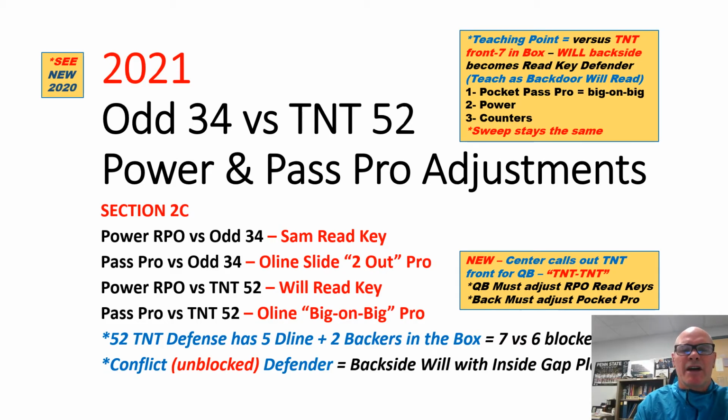I want to talk about how we're going to handle an odd 34 versus a TNT 52. We'll specifically look at power and then pass pro adjustments. The key here with both of them, you have 7 defenders in the box, but again, you'll see the difference with the TNT is we turn one of those backers into a 5th defensive lineman.